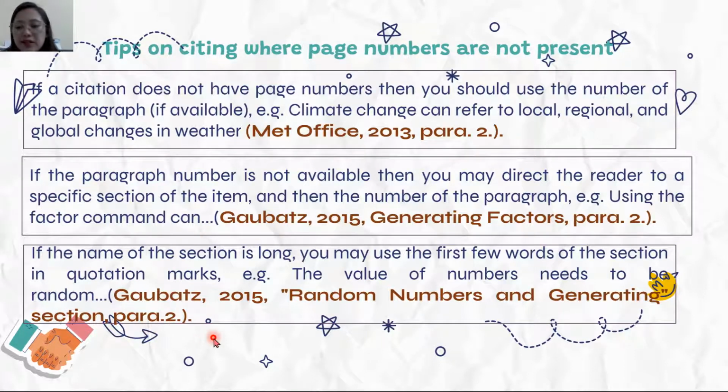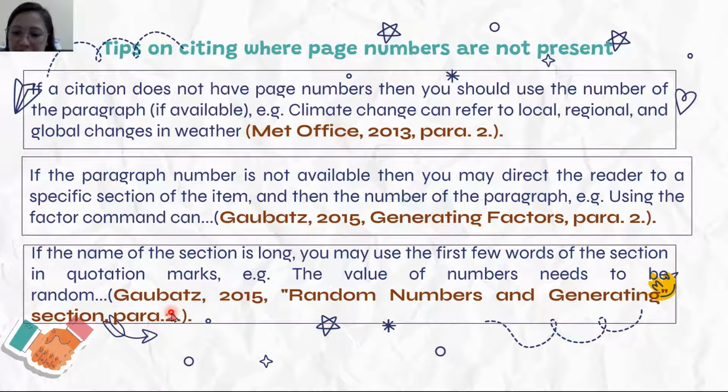May pa yan, it's still long. So, you can just include the few numbers or few words that might be included in the quotation. So, don't forget the quotation mark here. Yeah. So if the name of the section is long, you may use the first few words of the section in quotation mark. Example given, the value of number needs to be random.